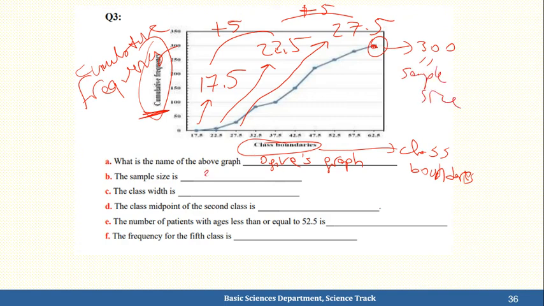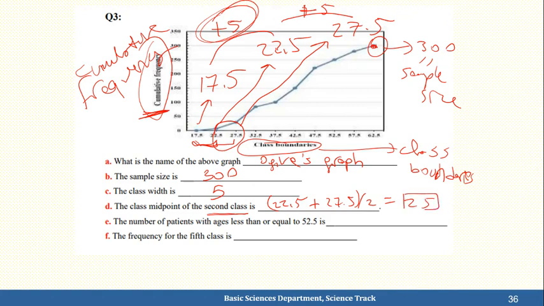So this is 300. The class width, as we see here, the difference between the boundaries is 5. Class width is 5. The class midpoint of the second class is, okay, this is the second class here, so it will be 22.5 plus 27.5 divided by 2. We find the mid class by this, so this is 25.